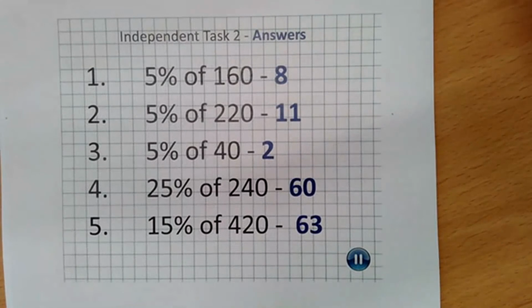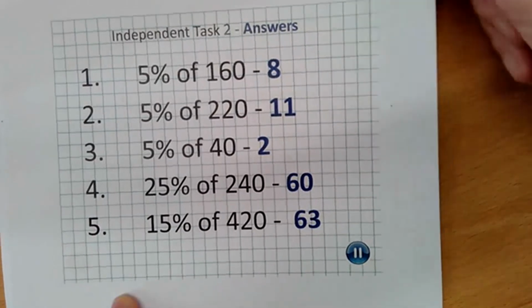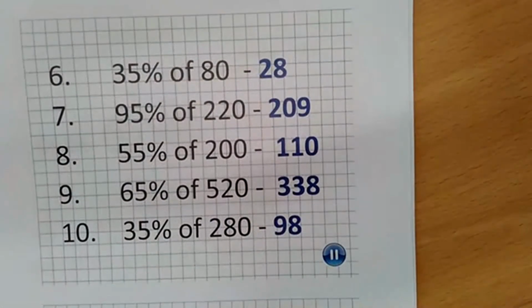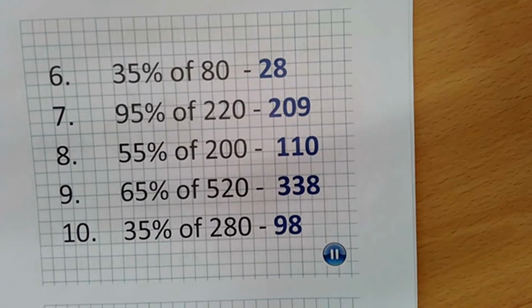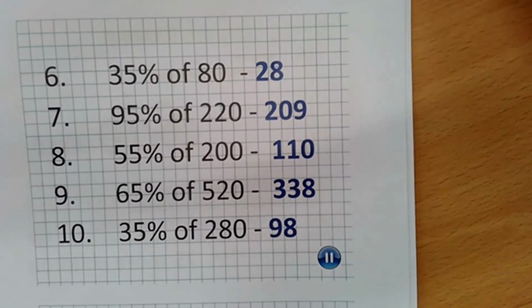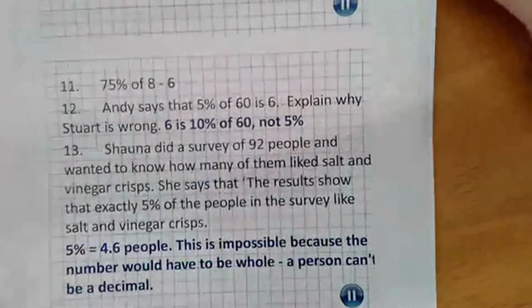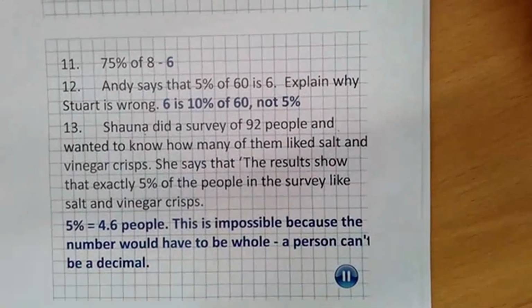Here are the answers. One is 8, number 2 is 11, number 3 is 2, number 4 is 60, number 5 is 63, number 6 is 28, number 7 is 209, number 8 is 210, number 9 is 338, and number 10 is 98. And number 11 is 6.